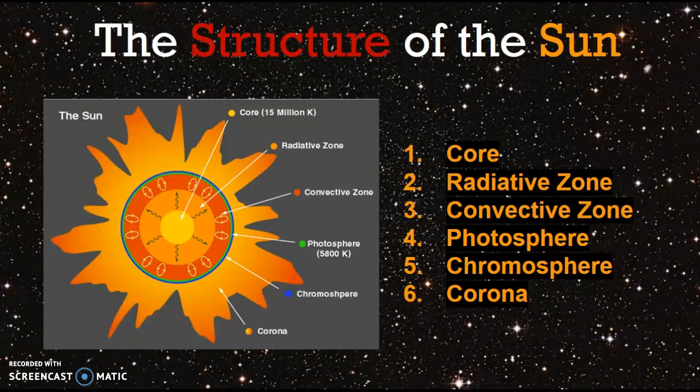Next, let's talk about the structure of the sun. The sun, like other stars, is a ball of gas. In terms of mass, the sun is about 70.6% hydrogen and 27.4% helium. This image shows us that the sun has 6 different regions. We have the core, the radiative zone, the convective zone, the photosphere, the chromosphere, and last but not least, the corona.